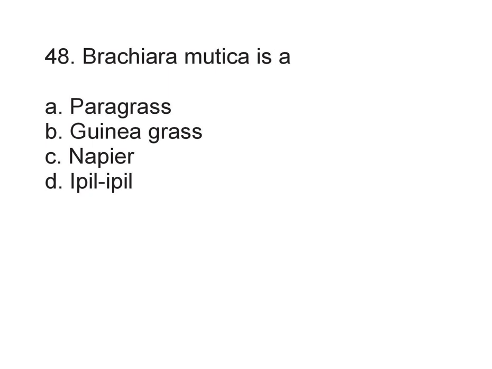Number 48. Brachiaria mutica is A. Paragrass, B. Guinea grass, C. Napier, D. Ipil-ipil. The answer is paragrass.